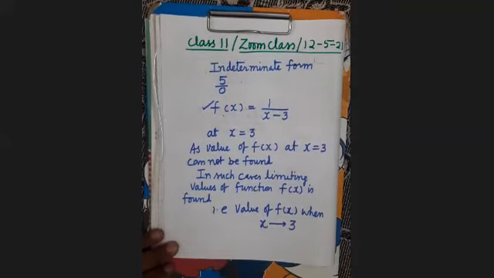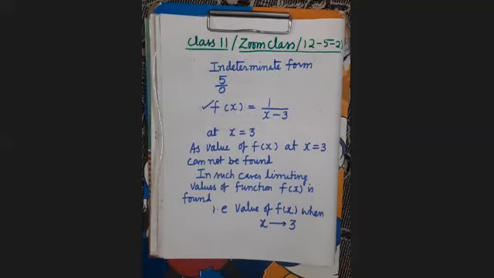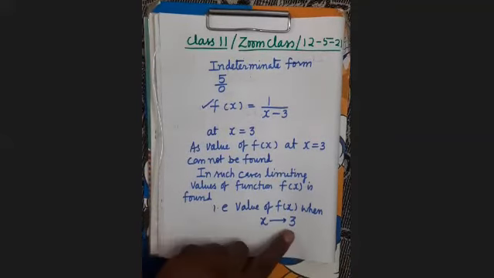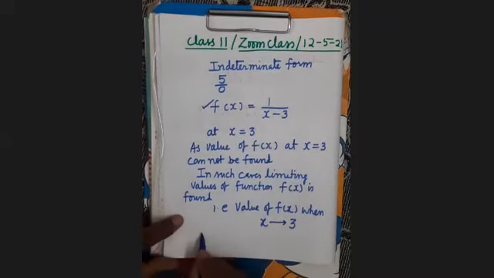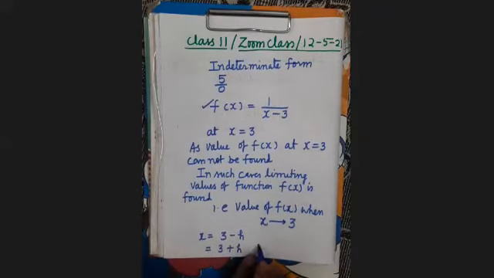X is tending to 3, what does it mean? It means x is not equal to 3, but it is very close to 3. It can be that x may be 3 minus h, or x can be 3 plus h, where h is tending to 0. It is clear. Here, what does it mean?